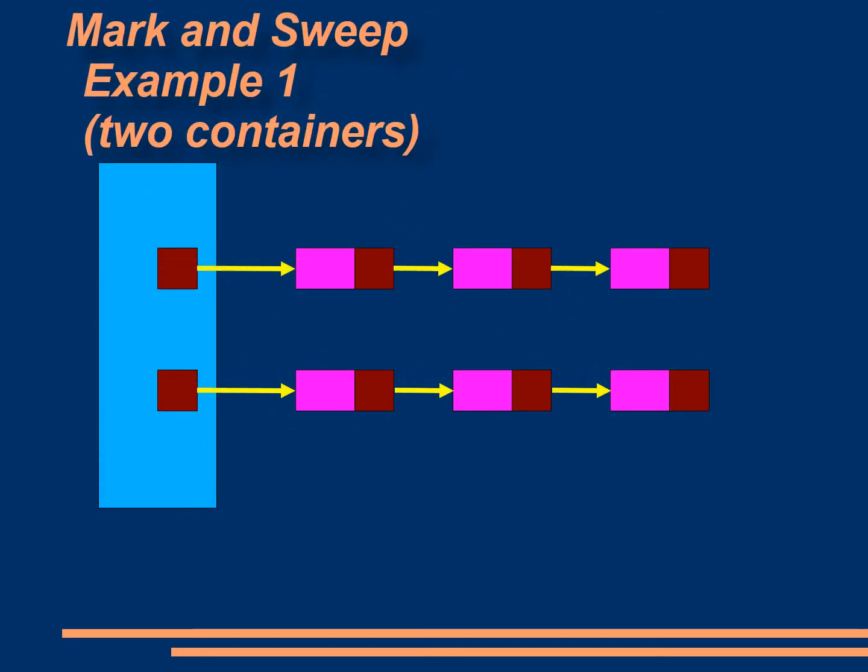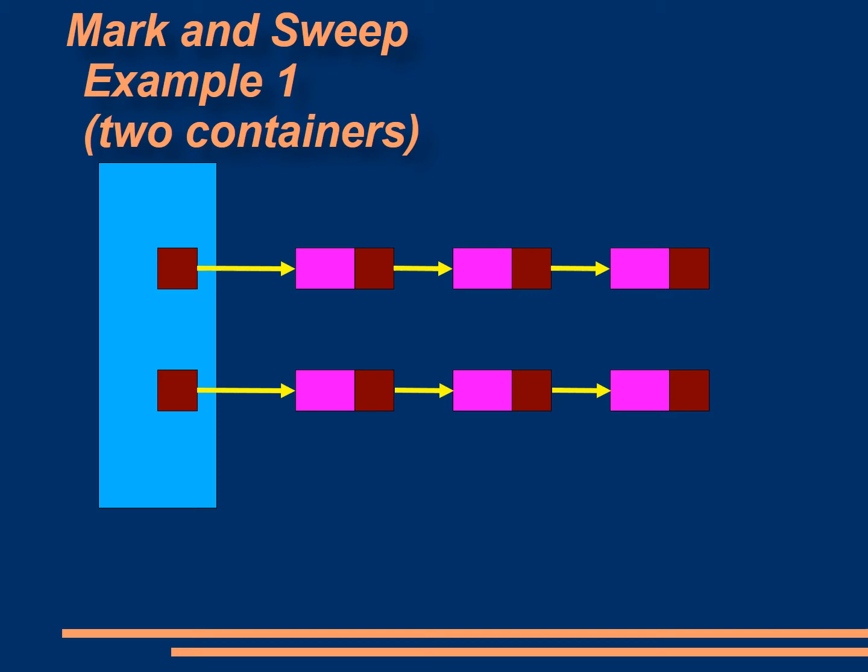Here's an example of the mark and sweep garbage collector. So we have here two containers. The light blue rectangle represents the stack, a pointer on the stack, and the dark blue represents the heap. The pink and the red rectangles represent the nodes of a container.